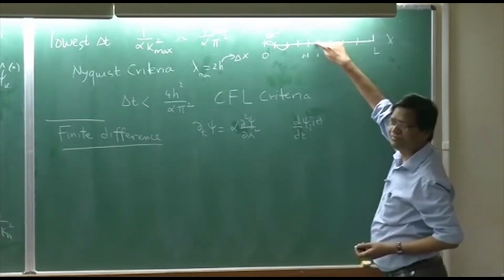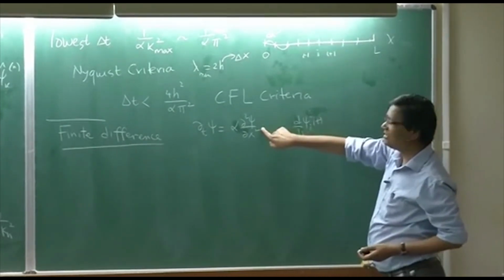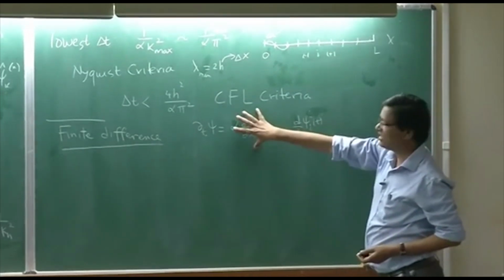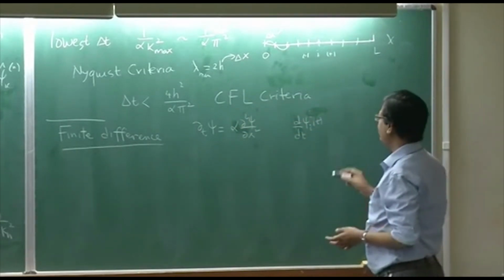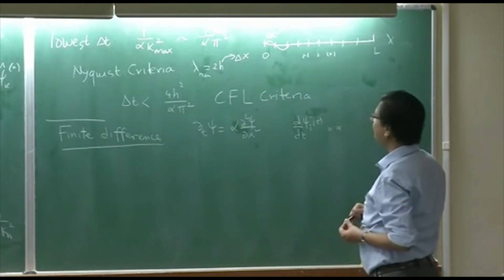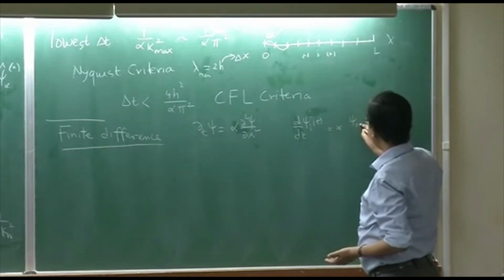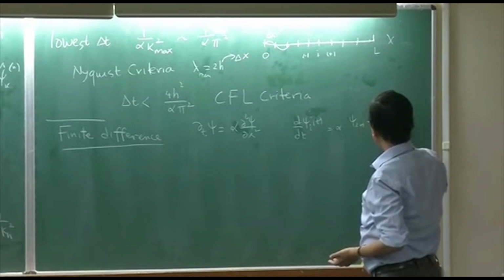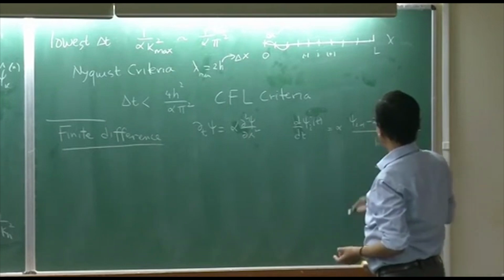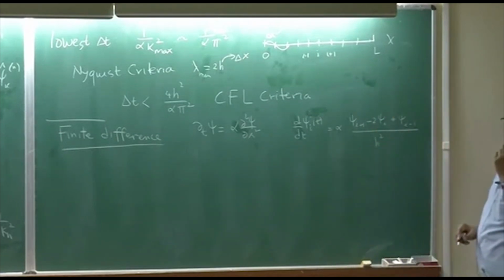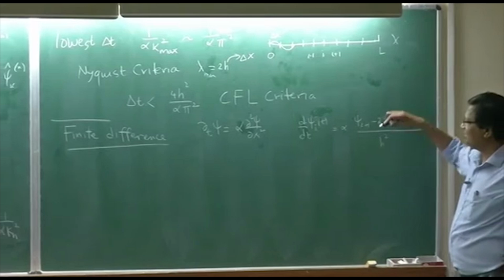I focus on this point at time t. I need to compute the right hand side double derivative with the values of the function at time t. So it will be alpha times, what is the double derivative by finite difference? psi i plus 1 minus 2 psi i plus psi i minus 1, divided by h squared. Okay, so this is my double derivative. So what have I done? I got ODEs.